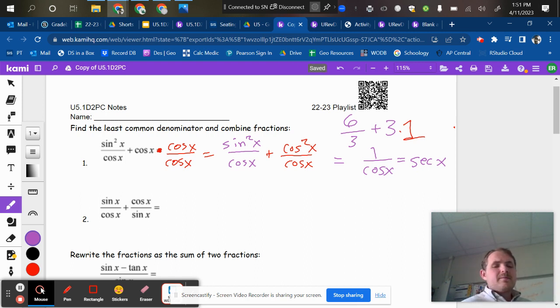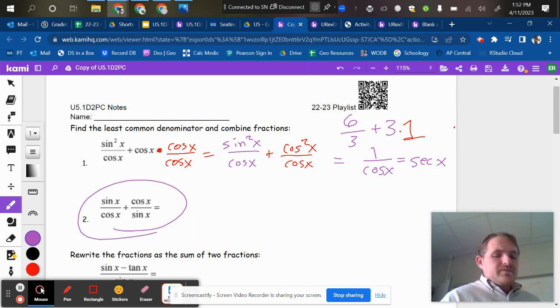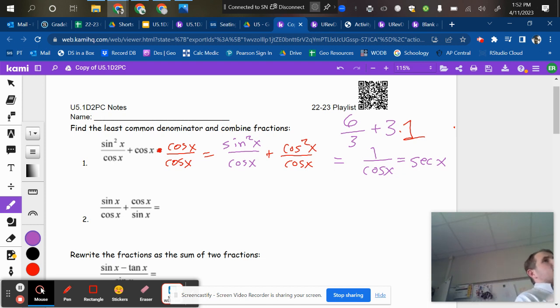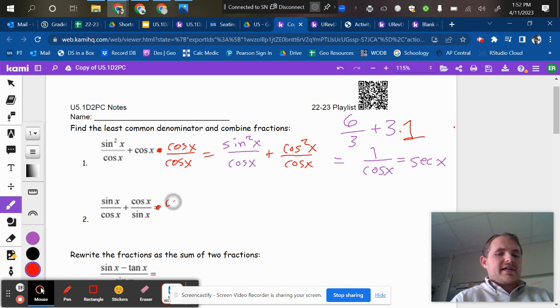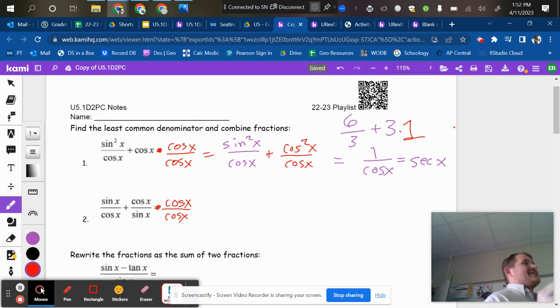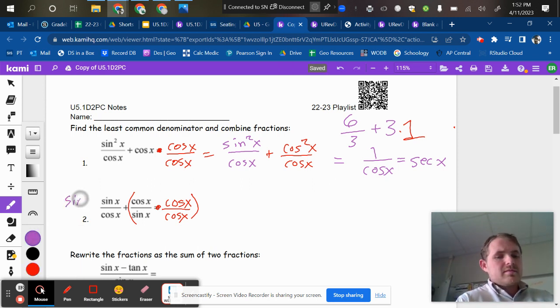By the way, I'll pause the video. So for number 2, can we add those together? Yes or no? Right now, can we add them? Not yet. So I'm multiplying by cosine over cosine. Great question, because when the denominators don't match like that, you have to take the other denominator, and that's what you choose to multiply by. So for this fraction, if I'm multiplying by cosine over cosine, what am I multiplying the other fraction by? Sine over sine. Sine over sine. I can do that now.